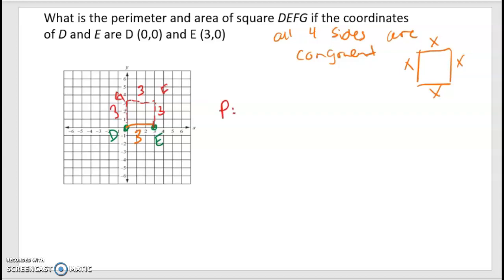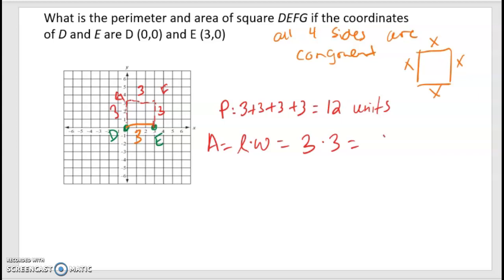If I'm trying to find the perimeter, you add up all the side lengths. All the side lengths are 3, so 3 plus 3 plus 3 plus 3. That means that my perimeter is 12. It doesn't specify units, so I'm literally just going to write 12 units. And then for area, the area of a square is just length times width, or base times height. Here, my base is 3 and my height is 3, again because all 4 sides of a square are congruent. So 3 times 3, which is 9 units squared.